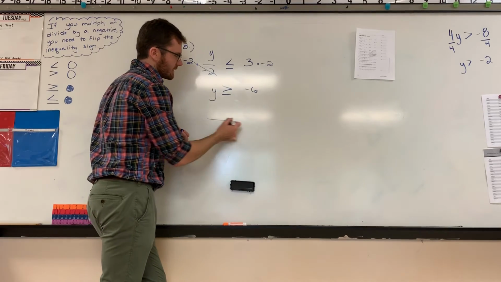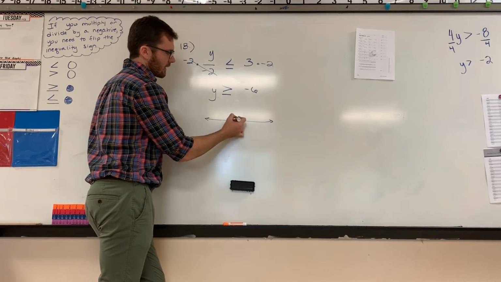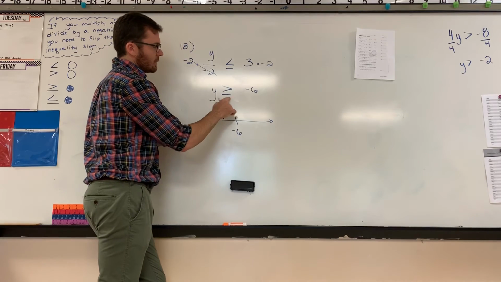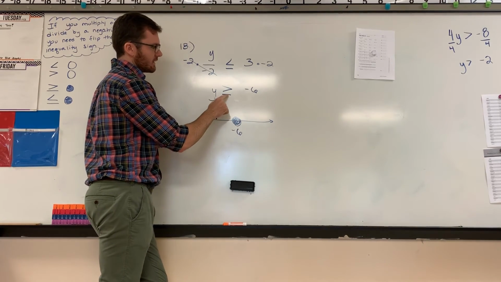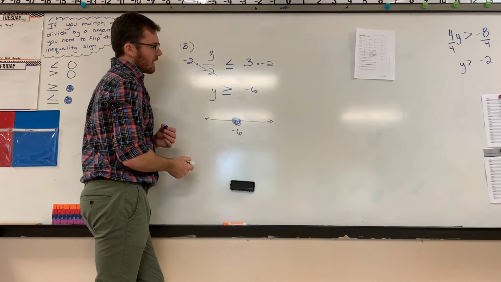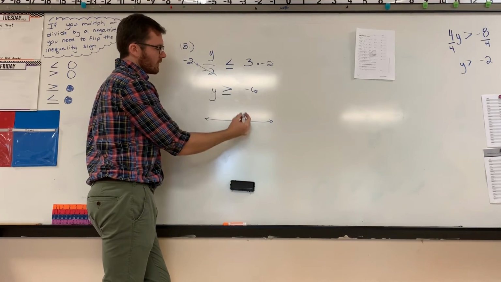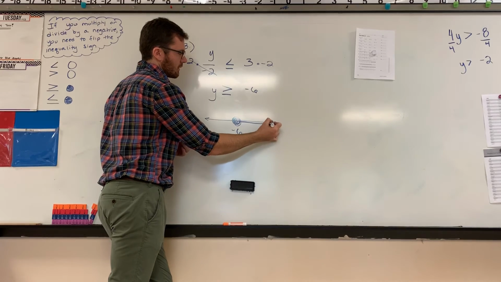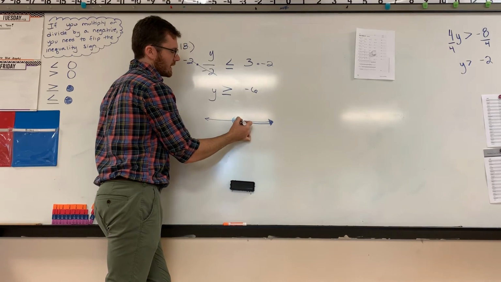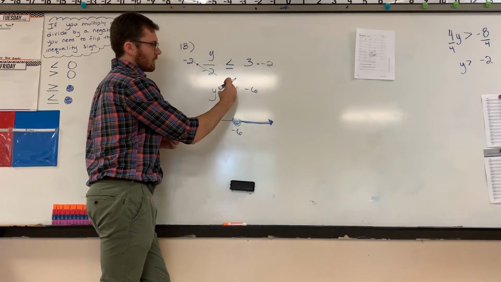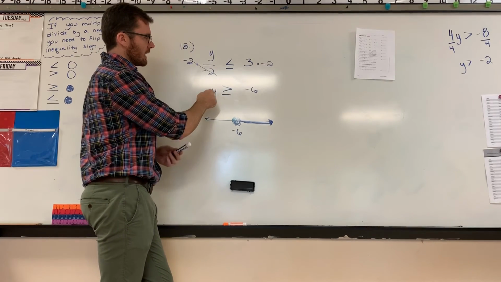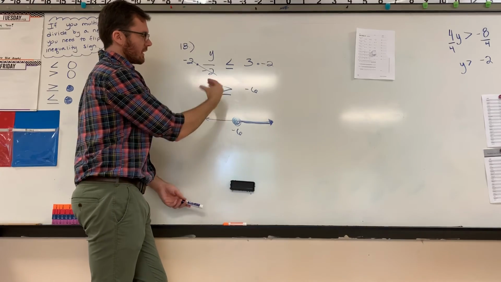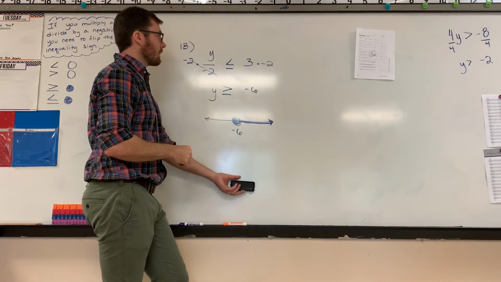To graph this, I put -6 here. I'm going to use a closed circle because -6 will work. It's part of the solution because it says equal to. And it says y is greater than or equal to -6, so I'm going to go to the right. Remember that the big side opens up toward the greater than. So y is greater than -6. The alligator is going to eat the bigger fish.